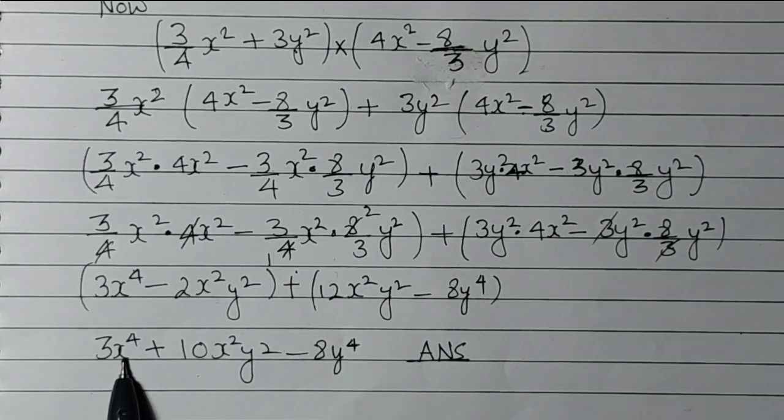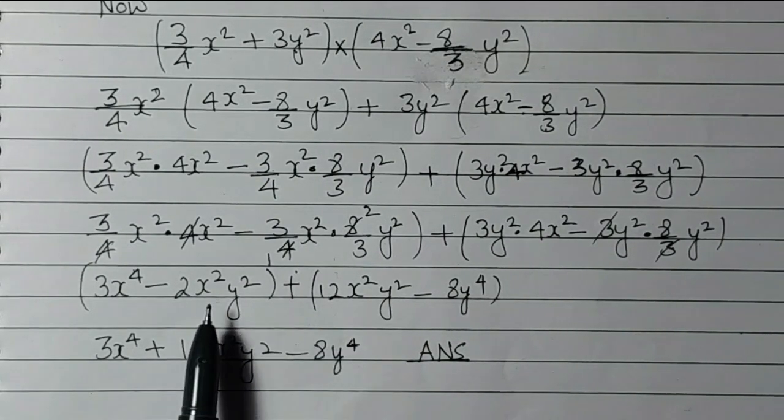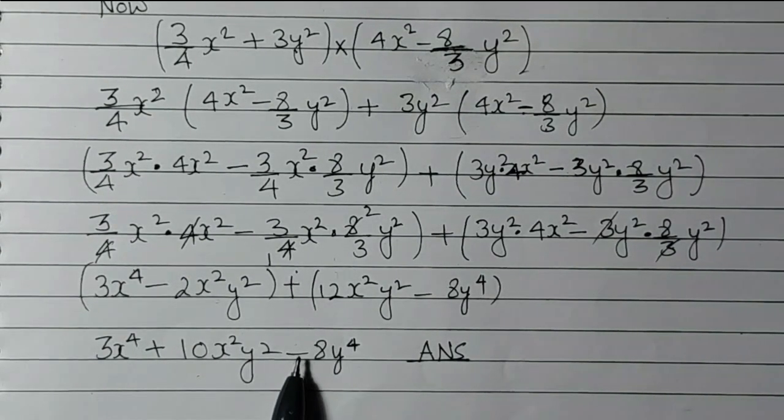It is 3x⁴ + 10x²y² after subtraction. From 12x²y² we will subtract 2x²y². It will become 10x²y² and minus 8y⁴. This is the answer.